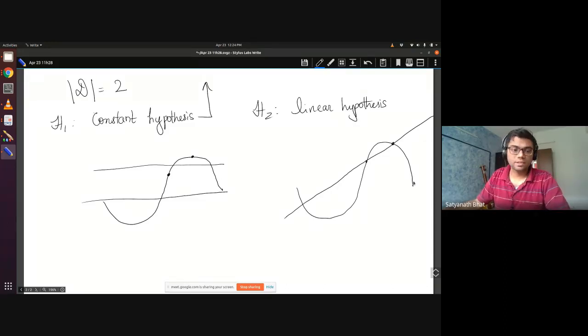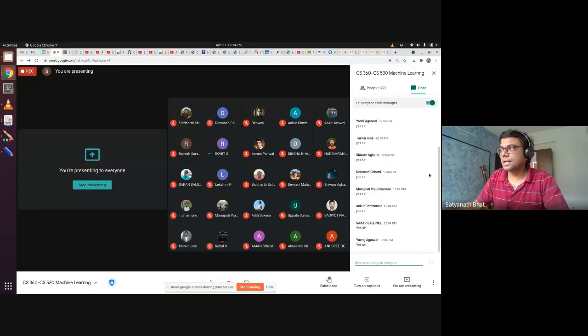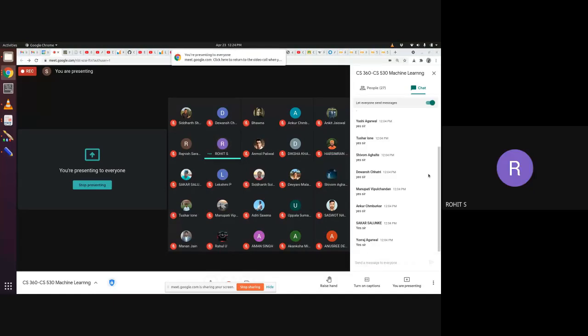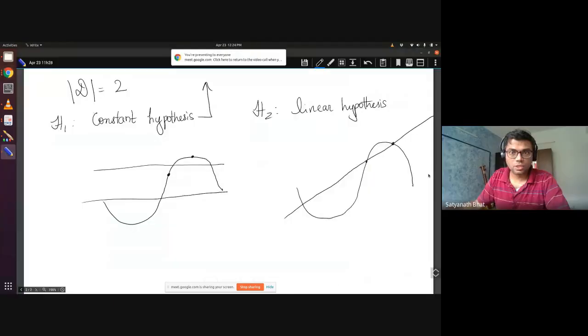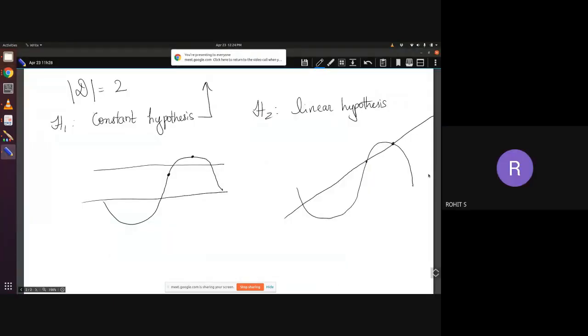What do you think? Which of the 2 is better to fit a sinusoid? Can I just do a quick poll? If you don't understand the question, please put a question mark. Yes, Rohit, what is it? Can you kindly repeat the question?